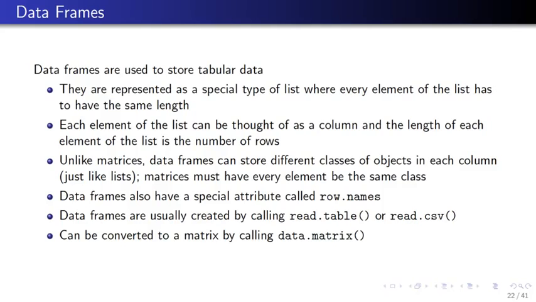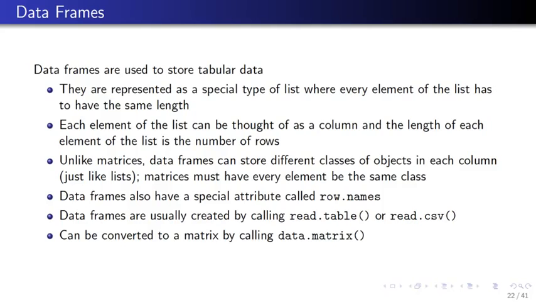So for example, each row might represent a subject enrolled in a study, and then the row names would be the subject ID, for example. However, sometimes the row names are not interesting, and often you'll just use row names of 1, 2, 3, etc. Data frames are most often created by calling the read.table or the read.csv function, and we'll get into that a little bit when I talk about reading data into R. And you can also create a matrix from a data frame by calling the data.matrix function.